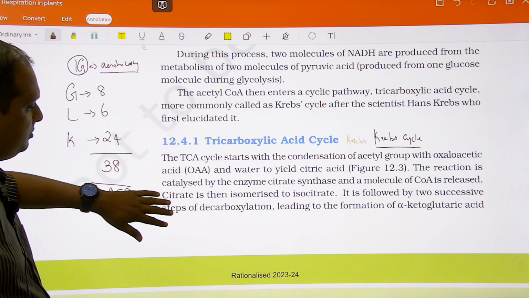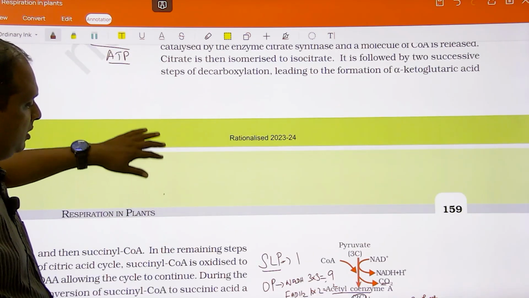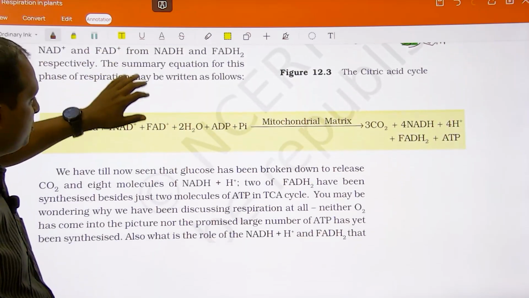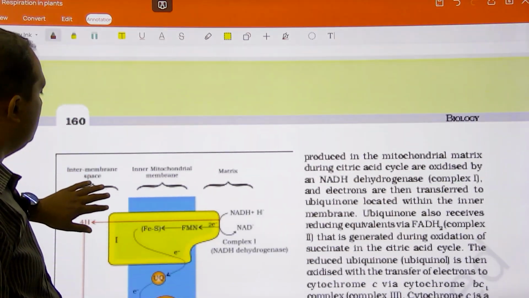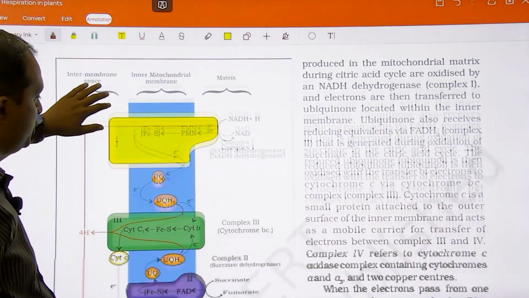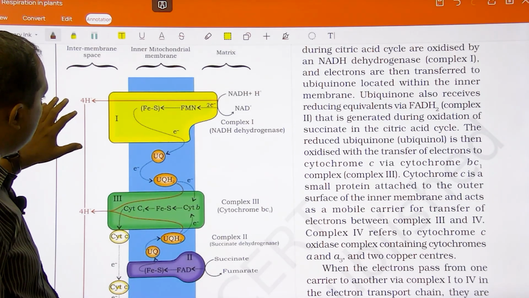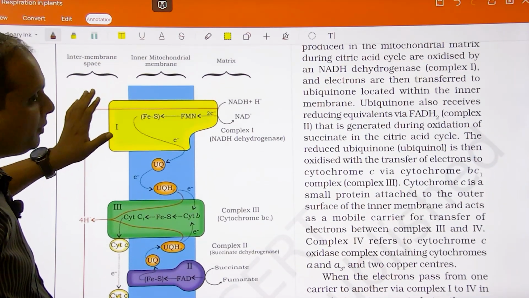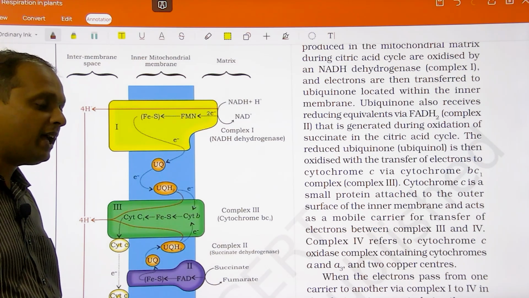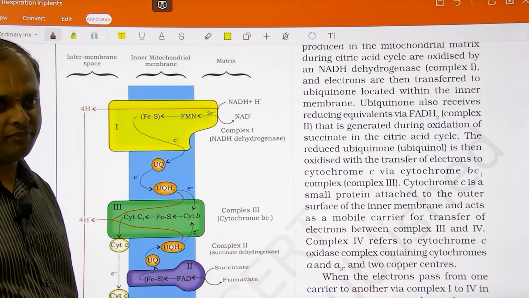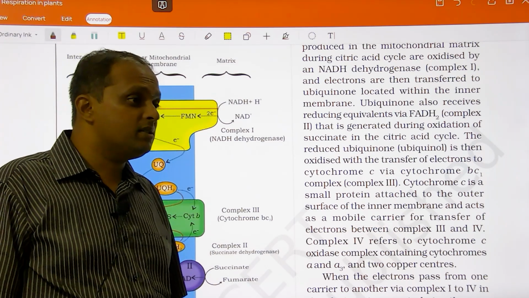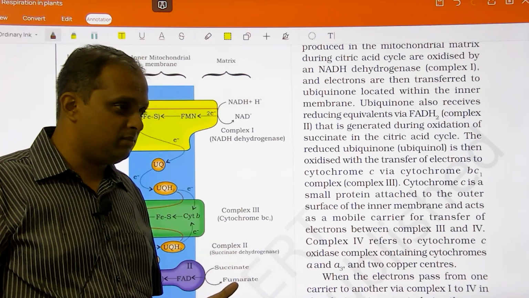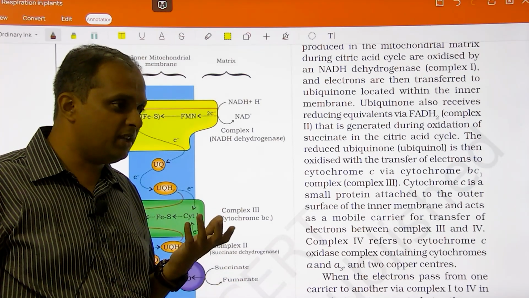Now we are going to talk about the electron transport chain. Listen dear, the electron transport chain is going to happen in the mitochondrial membrane, whereas where has the Krebs cycle taken place? Not the cytoplasm, the cytoplasm is glycolysis. Where does the Krebs cycle happen?